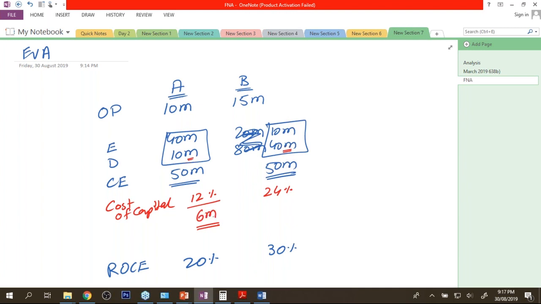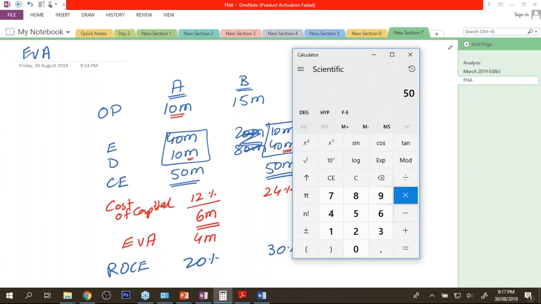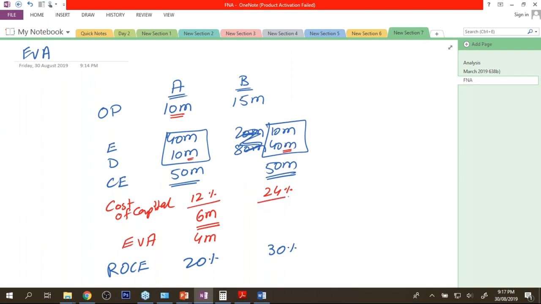The investor of company A wants $6 million and they are getting $10 million. So company A is adding a value of $4 million. 50 million into 12% gives us $6 million of the required return, but they are getting 10, so they are getting 4 million above what they required. But in company B, the shareholders and debt holders require 24%. So they want a return of 12 million and they are getting a return of 15 million. So company B is adding a value of only 3 million.